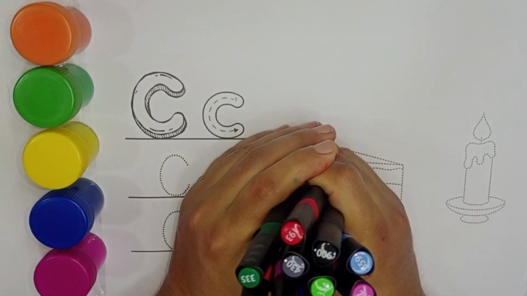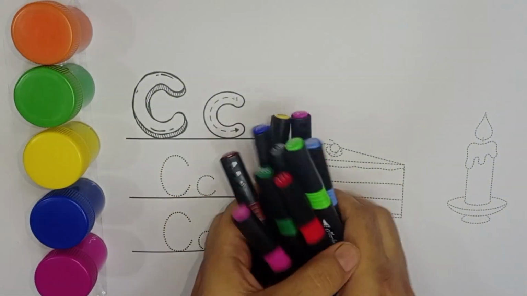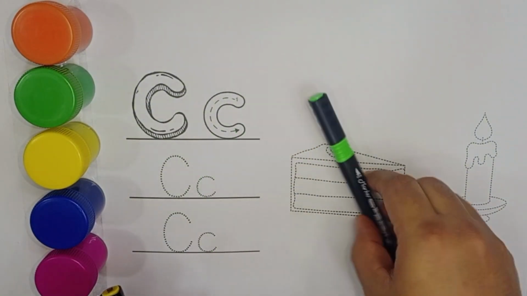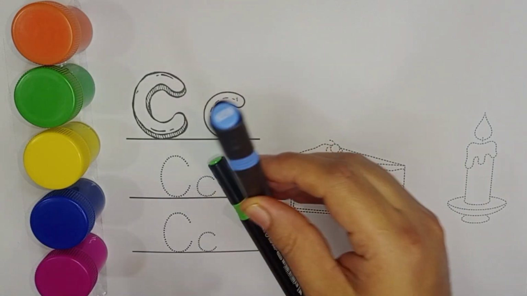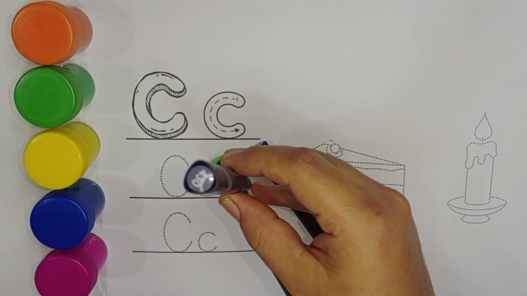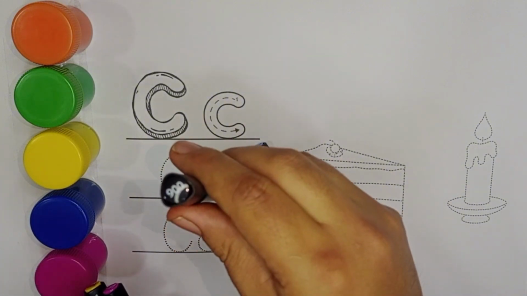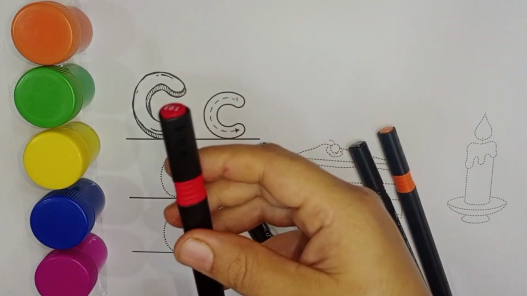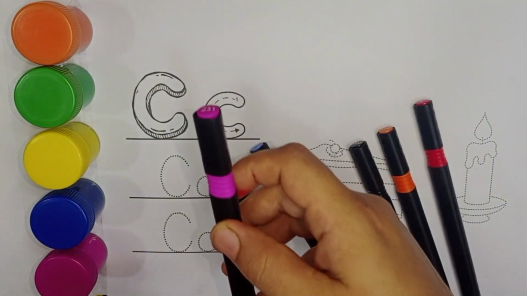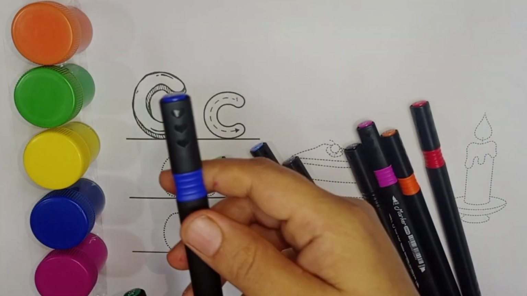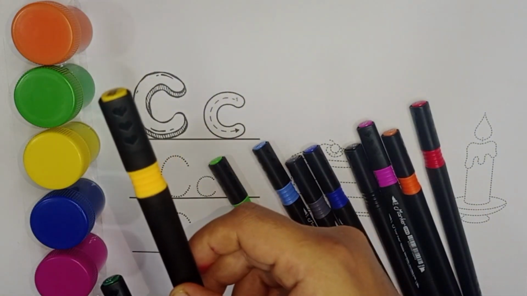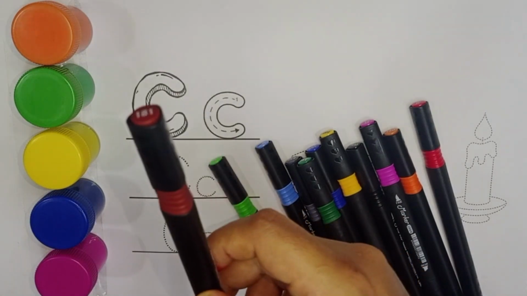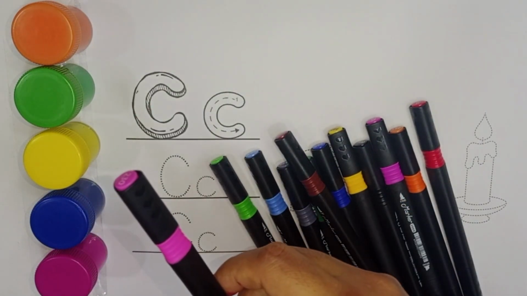Today we learn some colors name. Light green color, sky blue color, grey color, black color, orange color, red color, violet color, blue color, yellow color, dark green color, brown color, pink color.